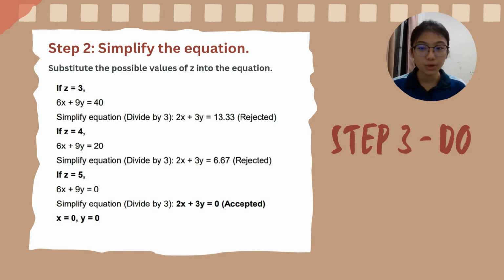So when z equals 5, we can see that the right-hand side of the new equation equals 0. It means that all the pencils are in the large boxes, because z is the number of large boxes. So there are no pencils in the small boxes and medium boxes, and the values of x and y are both 0.